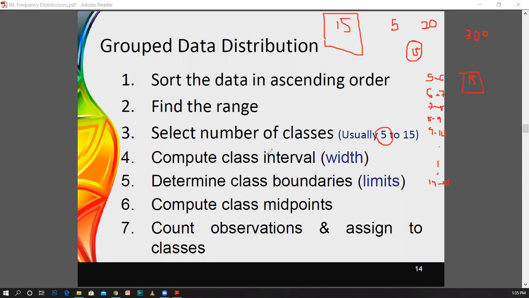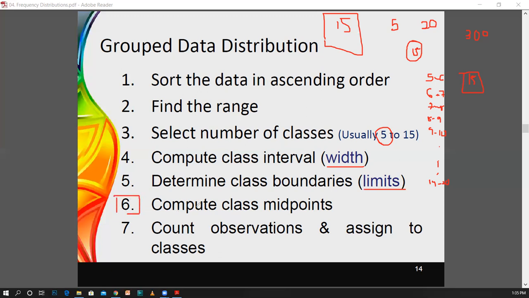You can compute the class interval, and then you can determine the class boundaries. The limits are the maximum or minimum value that a class can contain. Therefore, first you have to compute the class interval. You have to use the class width to compute the class interval, and then you have to determine the class boundaries, or determine these limits. And then this would be an added advantage point.